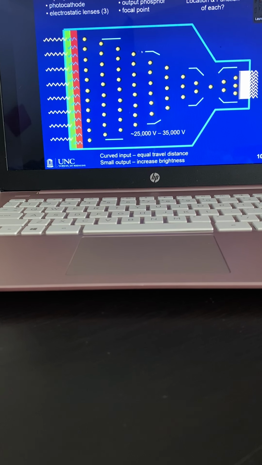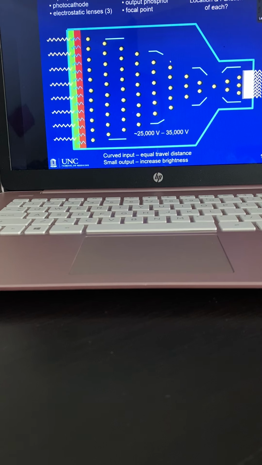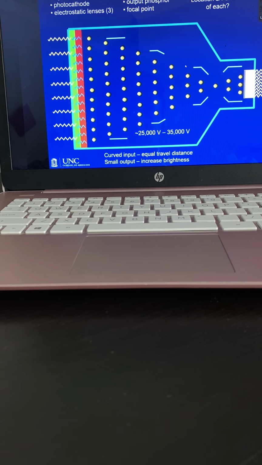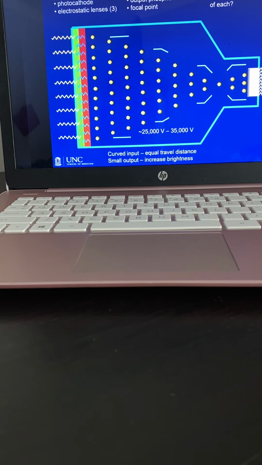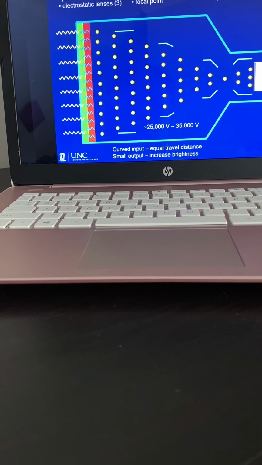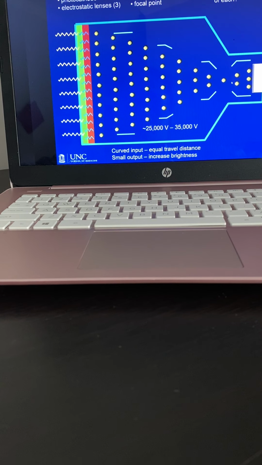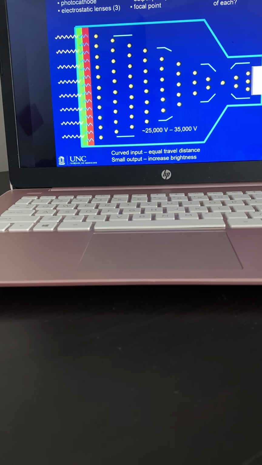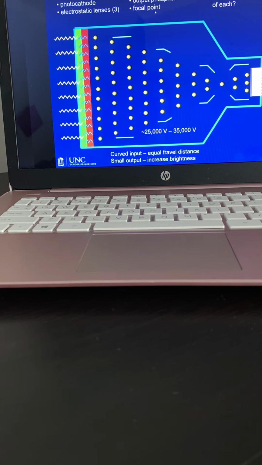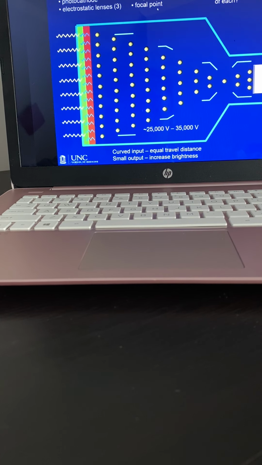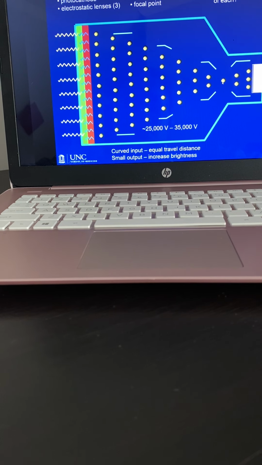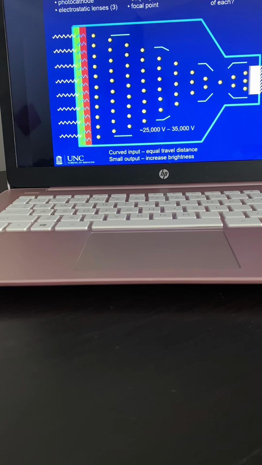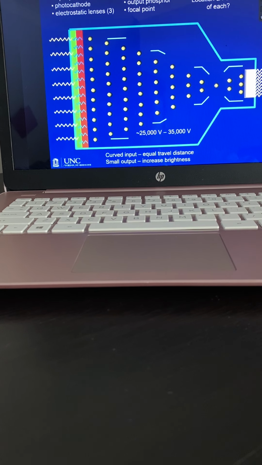But you'll notice that the electrostatic lenses, because of the way they're situated, narrow that electron beam. What they're going to do is focus the beam to an area that's referred to as the focal point. And you'll see this more shortly. But they narrow that beam down to a focal point. So the electrons are accelerated and they are narrowed down to a focal point.